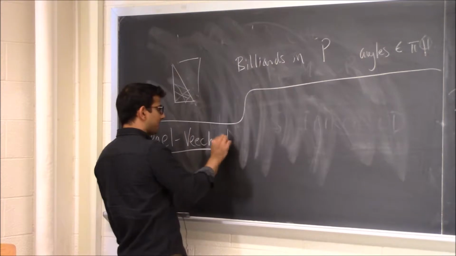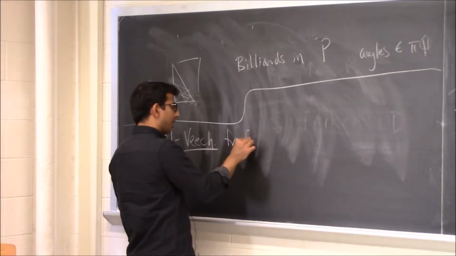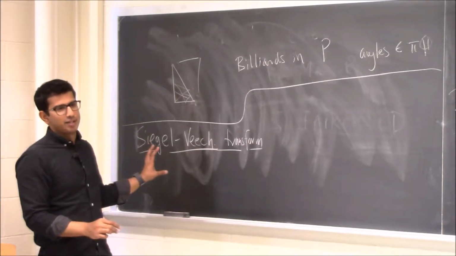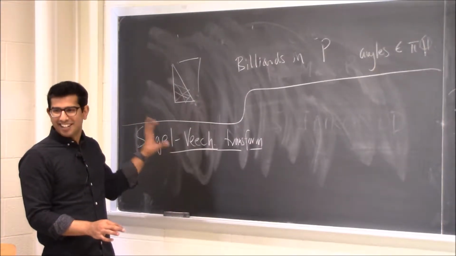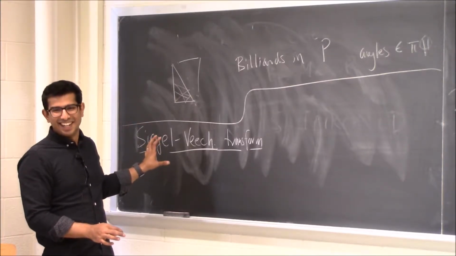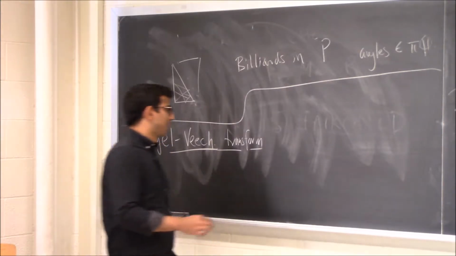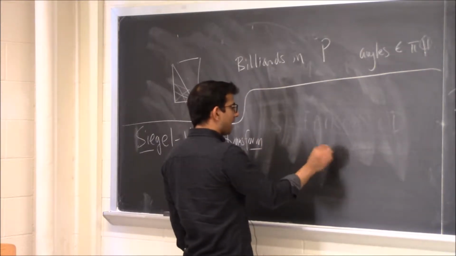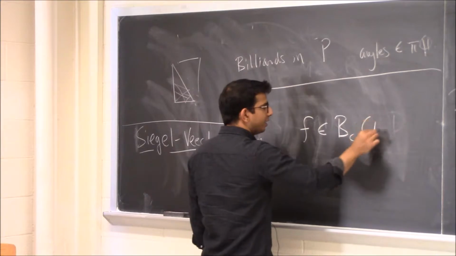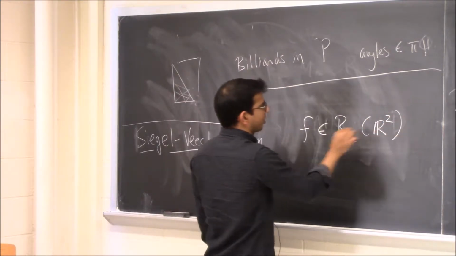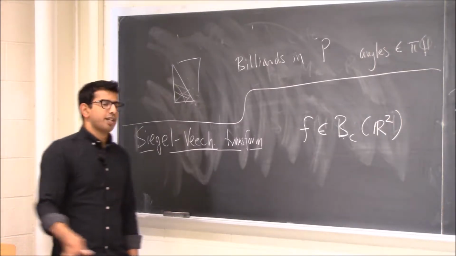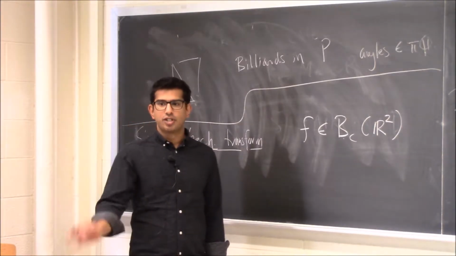I'm going to write this as the Siegel Veech transform, and I'll talk about what Siegel did. Siegel never ever thought about a translation surface, I can assure you that. So this is really the Veech transform, but Veech called it the Siegel transform because it was an analogy, and I'll tell you where the analogy came from in a minute. But the idea is very simple. Start with the function f, which is a bounded, compactly supported function on R2. This is my notation for bounded and compactly supported. So in particular, this includes indicator functions of bounded sets.